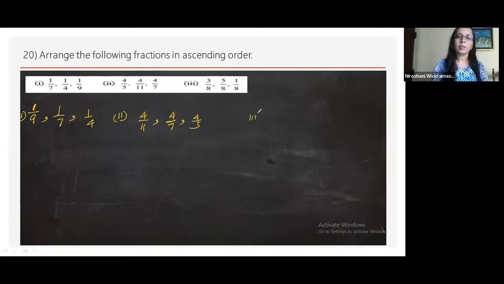Here, now denominators are same. When denominators are same, what do you have to do? The fraction with the highest numerator is the largest, and the smallest numerator is this one, 1 over 8. Next, 3 over 8. The largest one is 5 over 8. So I think you can arrange in ascending order right now.